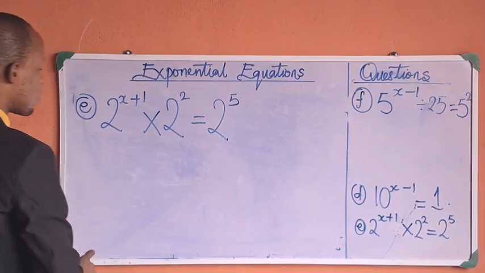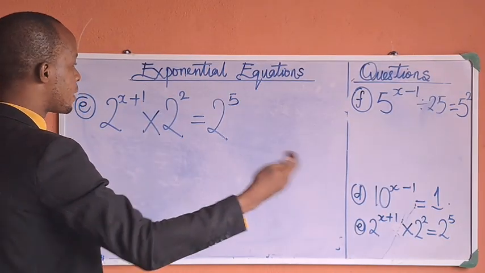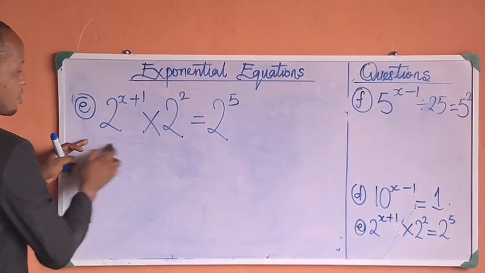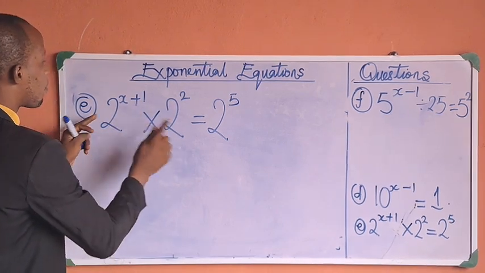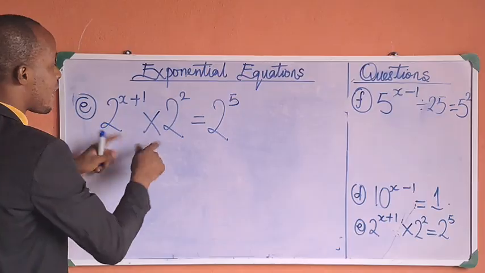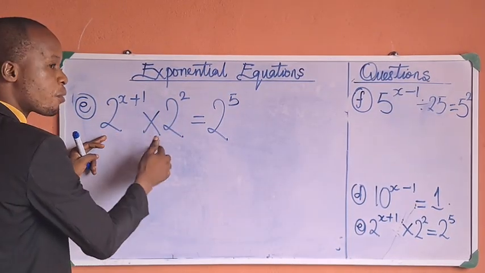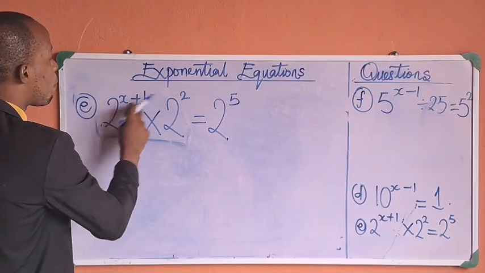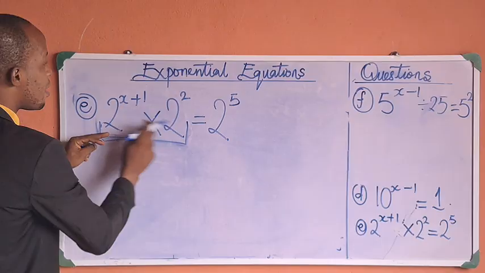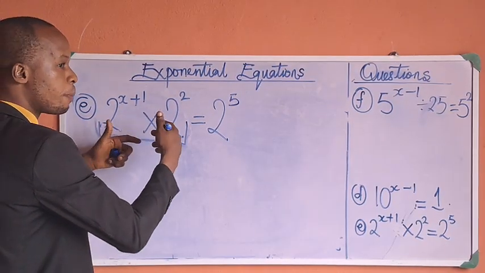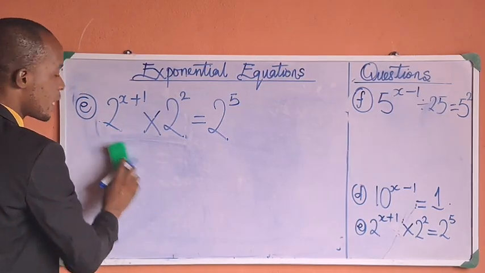Please take note that the first law of indices is the product law, or law of multiplication. Now we have on the left hand side two numbers being multiplied together. And the law says if you are multiplying powers of two numbers that are common, you simply add up the powers. And that is what we are going to be doing in this case.